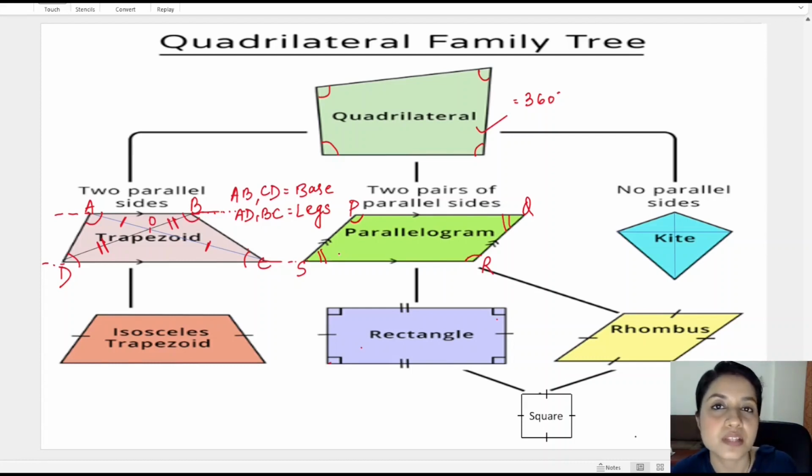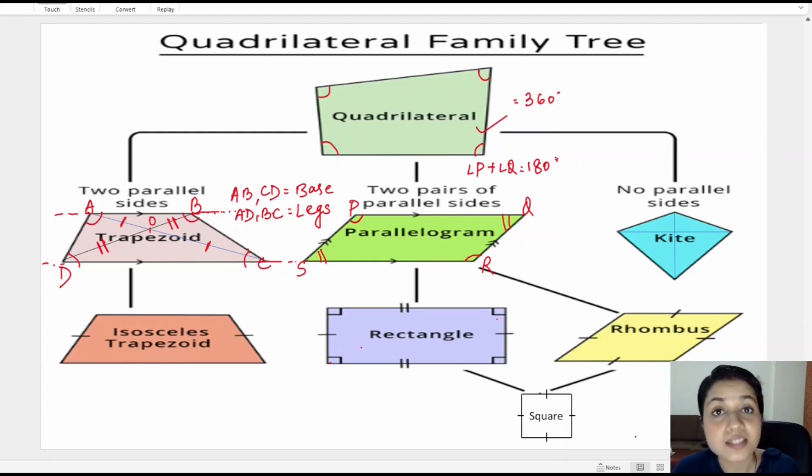Just like the trapezium, here also the diagonals of the parallelogram will bisect each other. And since here we are having two pairs of parallel lines, hence sum of adjacent angles will be 180 degree. So any two adjacent angles we can take, let's say angle P and angle Q, the sum has to be 180 degree. Alright. Let's move to the next member of this family, and that is kite.